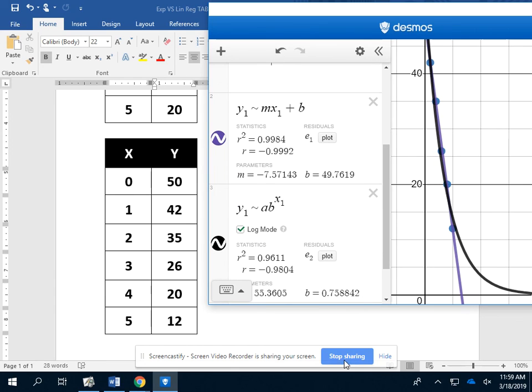All right, folks, hopefully that helps in determining which is better, linear or exponential.